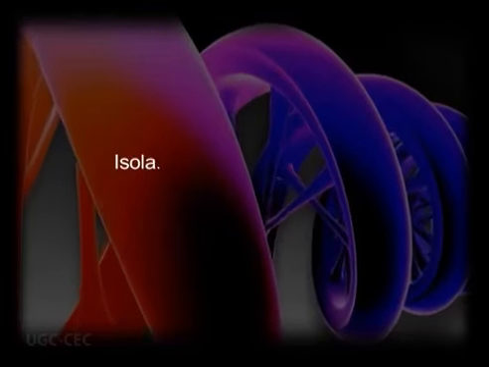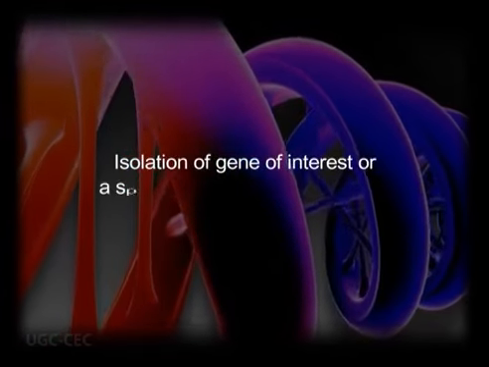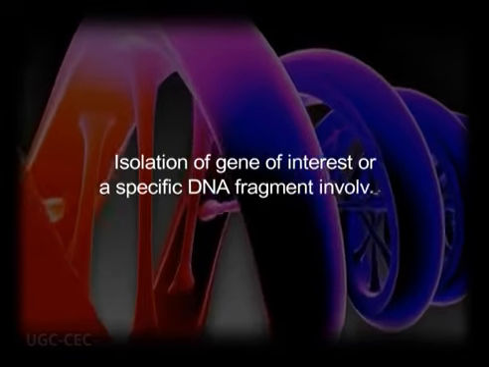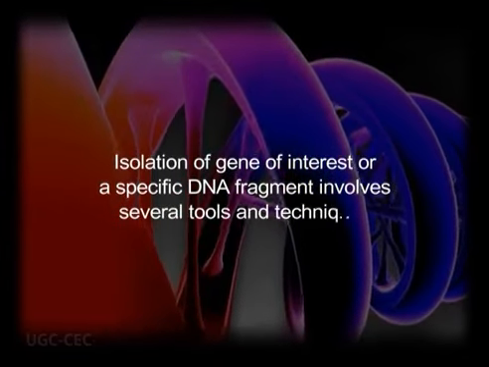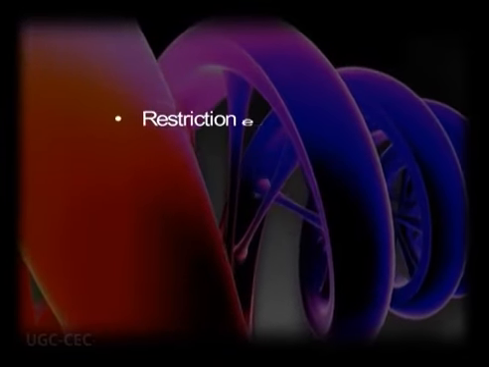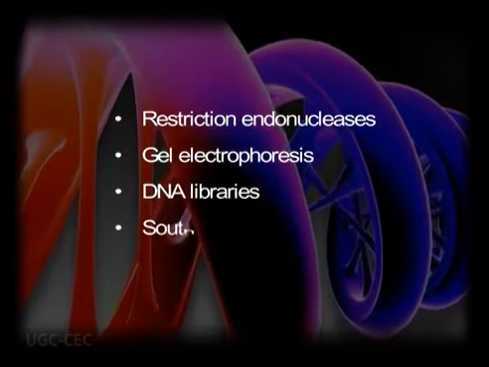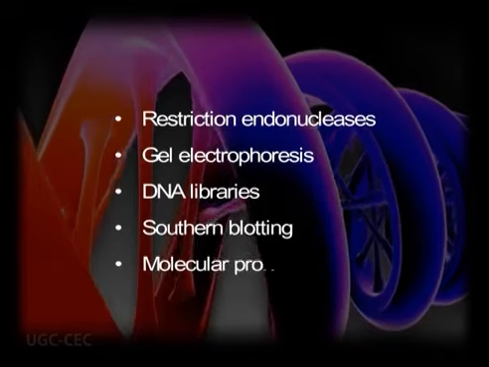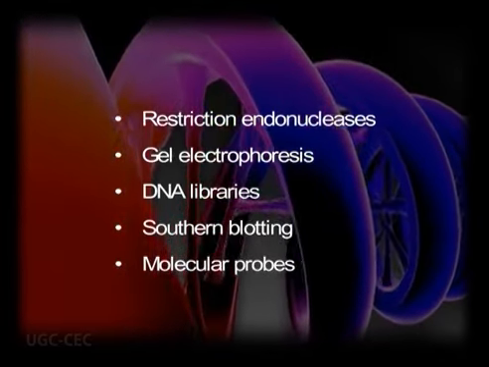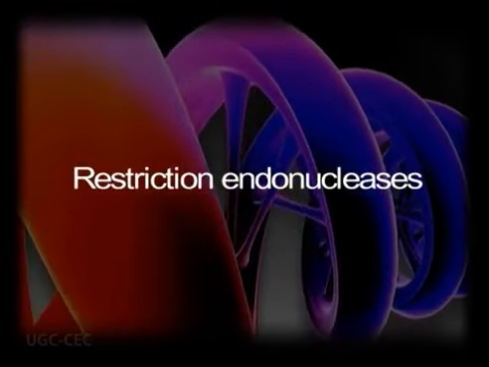Once a gene has been isolated and cloned, there is no limit to the information that can be obtained about the structure and function of that gene. Isolation of gene of interest or a specific DNA fragment involves several tools and techniques such as restriction endonucleases, gel electrophoresis, DNA libraries, Southern blotting and molecular probes. Now, what are restriction endonucleases?